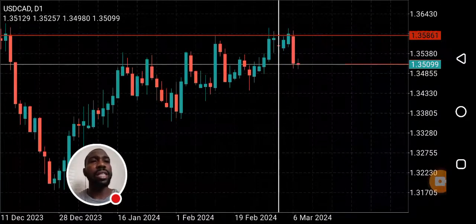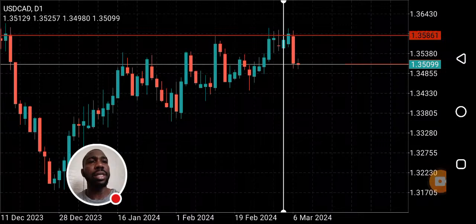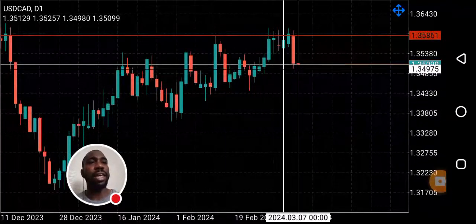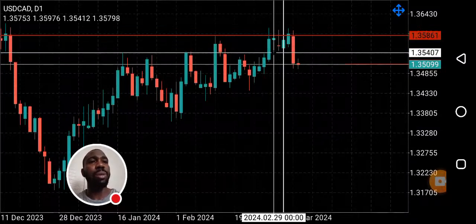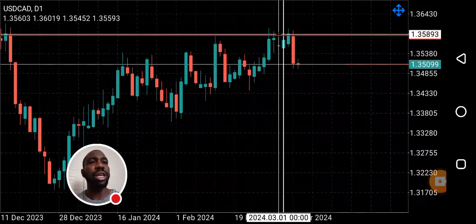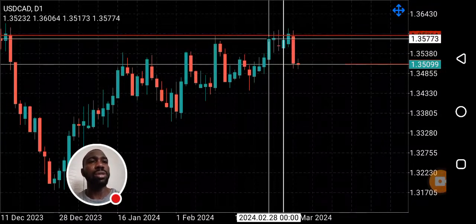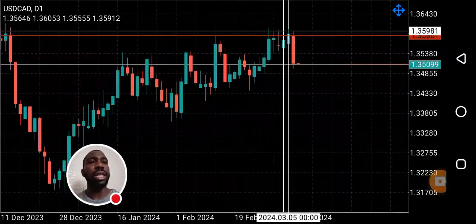So you can see the pattern we had on the daily time frame. You can see it's a bearish pattern, right? This was last Friday's candle. You can see the pattern we have here. This is a spinning top, and this is a doji, a bearish doji. So this confirms that USD CAD is bearish.